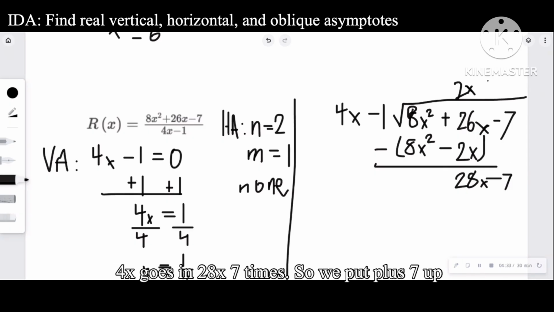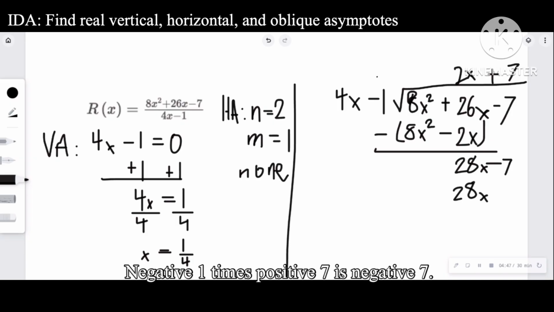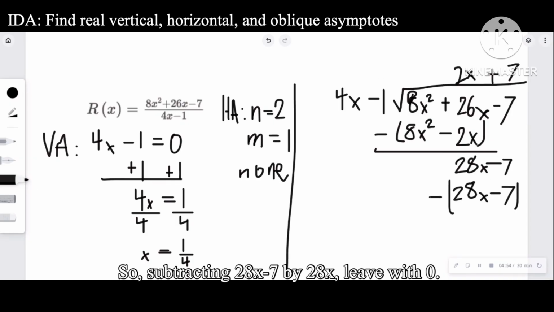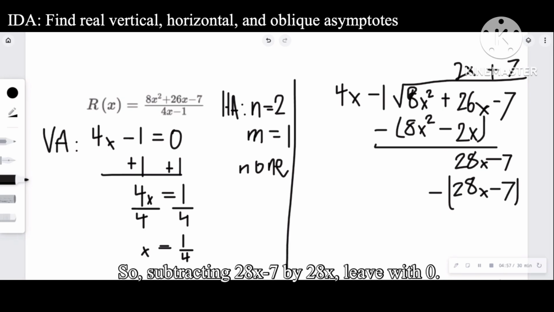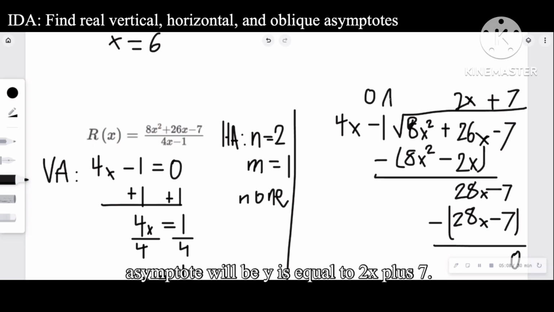4x goes into 28x 7 times, so we put plus 7 up here, and multiply 4x by positive 7, which is 28x. Negative 1 times positive 7 is negative 7. Subtracting 28x minus 7 from 28x minus 7 will leave us with 0. This means that for this equation, the oblique asymptote will be y is equal to 2x plus 7.